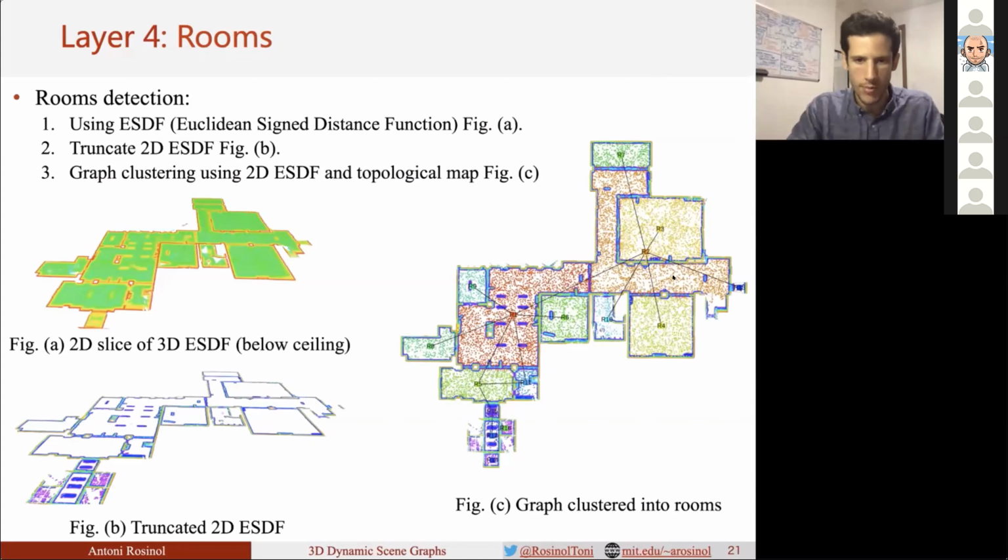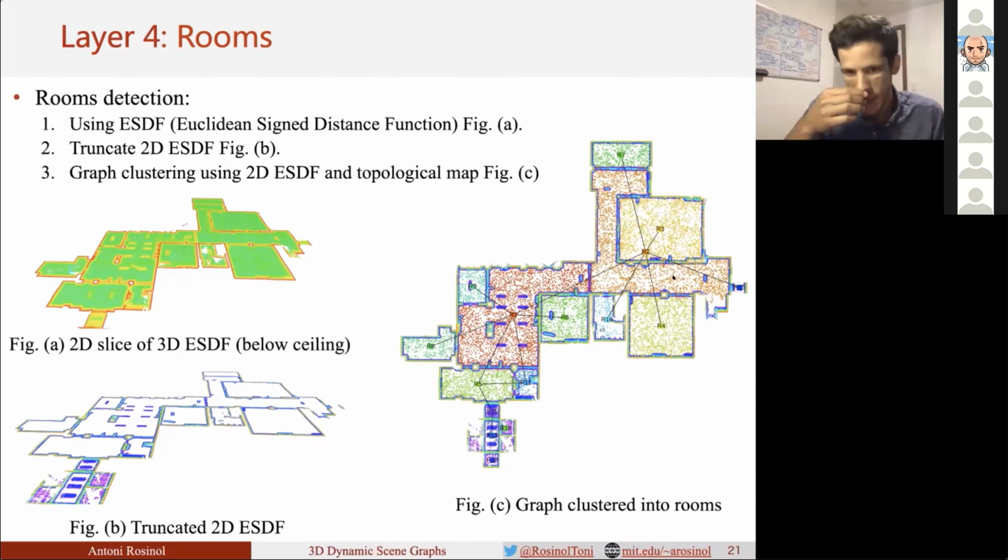In our approach, we make use of the Euclidean signed distance function, also known as ESDF, which encodes for each 3D point in space the Euclidean distance to the nearest obstacle in the scene. Our insight is that the 2D ESDF is constant almost everywhere in a 2D slice near the ceiling, as can be seen in figure A, where all the values are encoding the distance to the ceiling except when we get close to a wall where the ESDF decreases to 0, meaning it intersects with the wall. Figure B shows that truncating the ESDF gives us a good signal of the room layout.